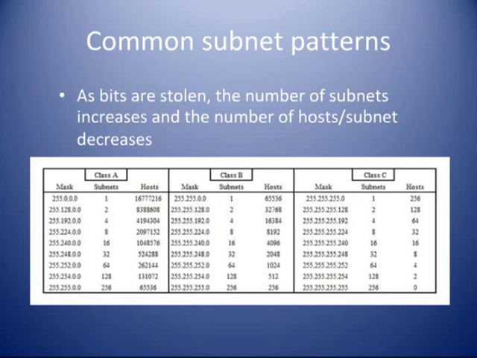Now, it doesn't matter what class you start with. You're going to start stealing bits from the left portion of the host section. And so we see these bit patterns repeated just in a different octet. In that class A network, stealing 1 bit gives me 255, 128. In class B, it's 255, 255, 128. And we already did the class C. Okay?